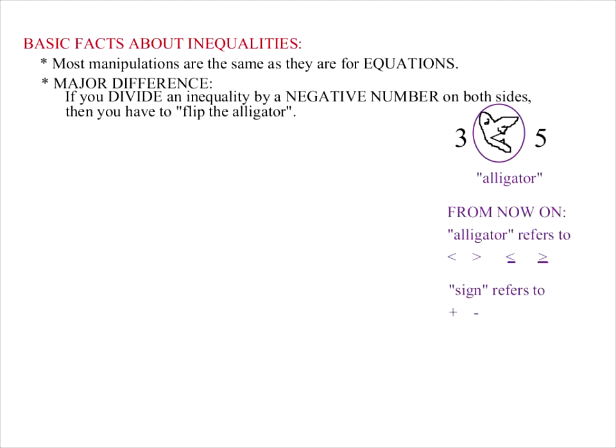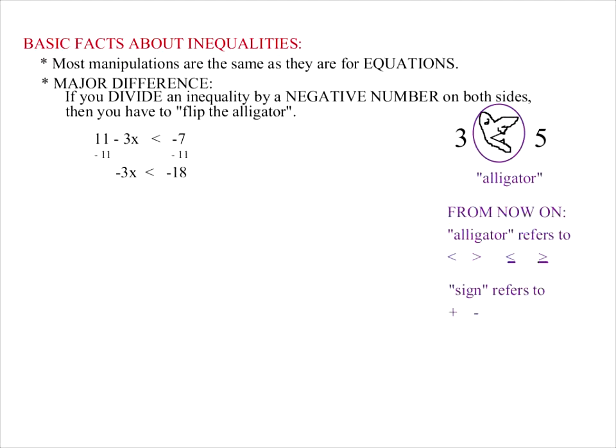Okay, so a quick example of an inequality manipulation. Let's say you have something like 11 minus 3x is less than -7. First step you can do to this inequality is like normal. You can subtract 11 from both sides. That doesn't flip the alligator. So this is just -3x, and this is just -18.